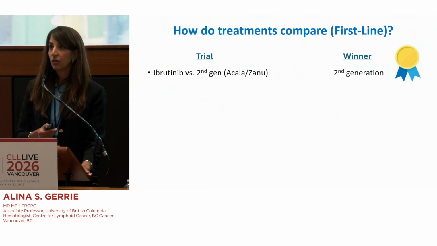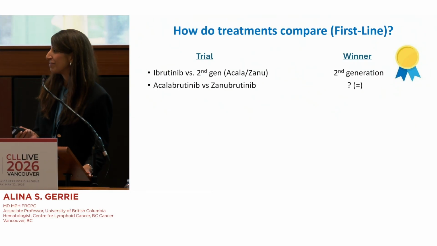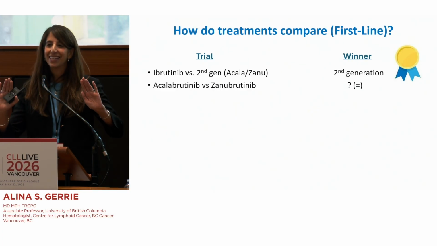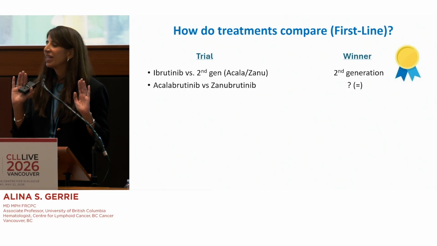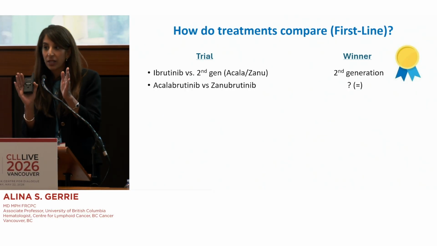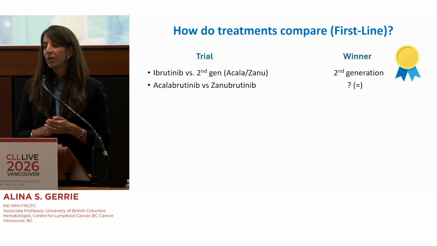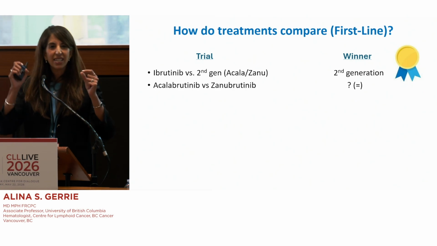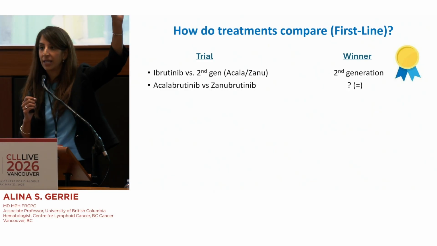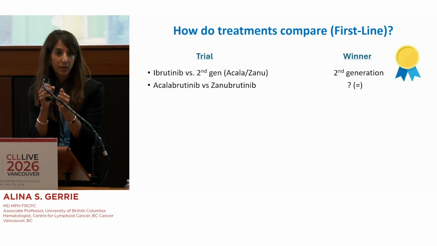Then, a controversial question. What about acalabrutinib versus zanubrutinib? And I am going to say that these are equal. There's never been a head-to-head comparison, so the same clinical trial where half of people take one, half of people take the other. There's been many attempts at trying to tease out from the different clinical trials that have been done. Let's take patients who got acala in this trial. Let's take patients who got Zanu in this trial. Let's bring the data together and compare them.